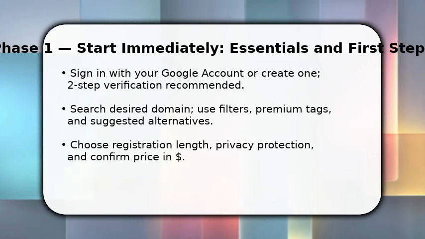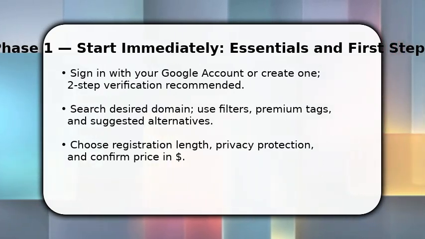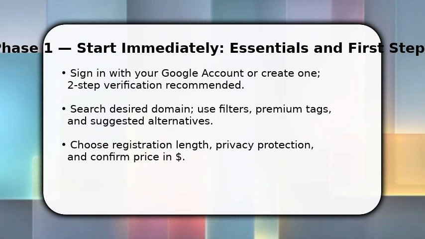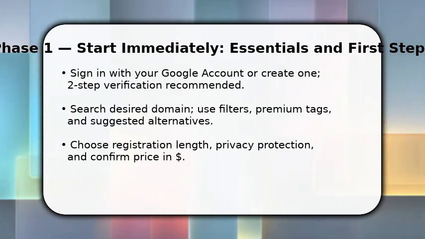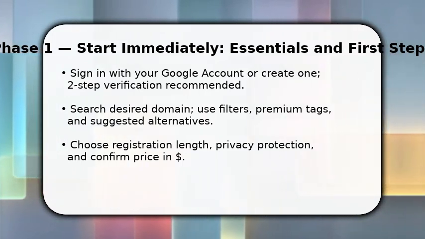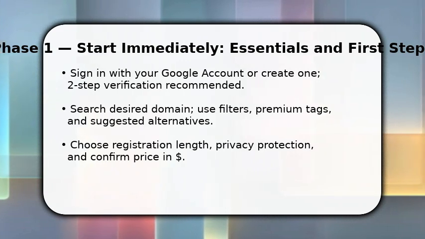You begin by signing into your Google account and verifying access. Make sure two-step verification is enabled for security. Next, search the domain name you want and review availability and premium labels.